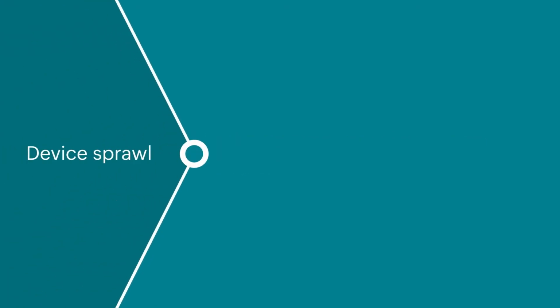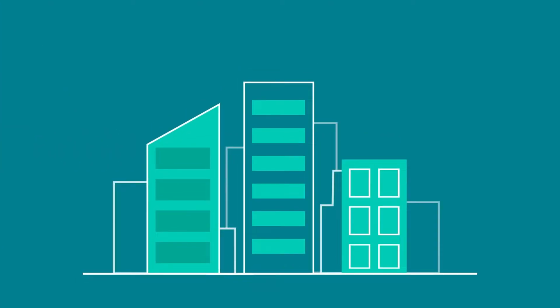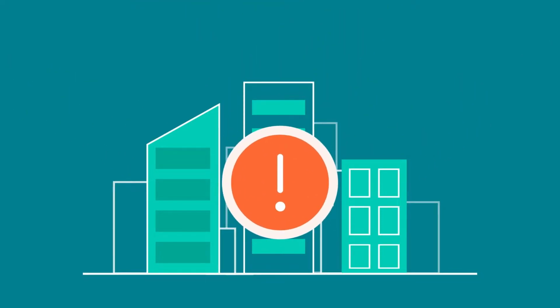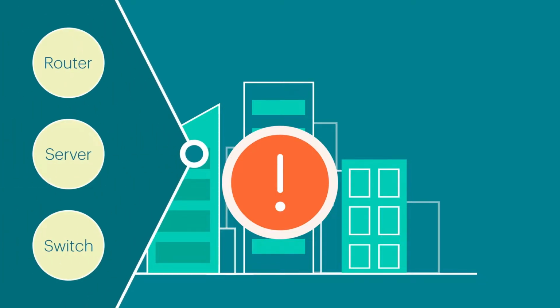Number one, device sprawl. With organizations of all sizes deploying an increasing number of devices, their networks have evolved into complex systems. Keeping track of each device, router, and server, and making sure they're up and running has become difficult.